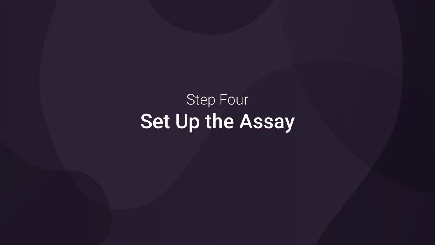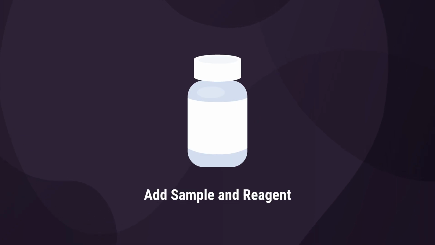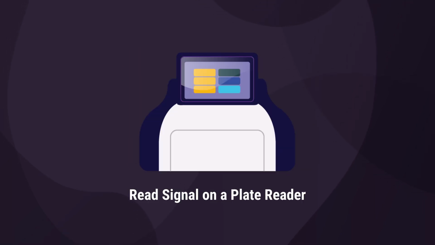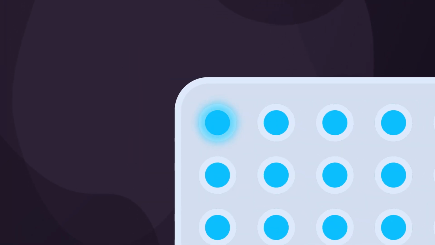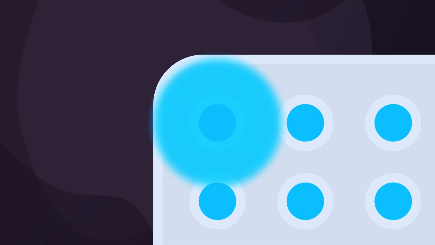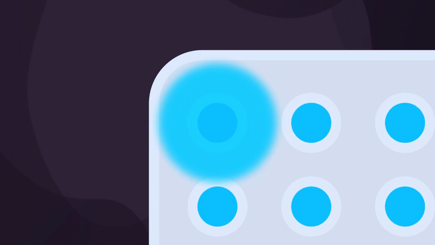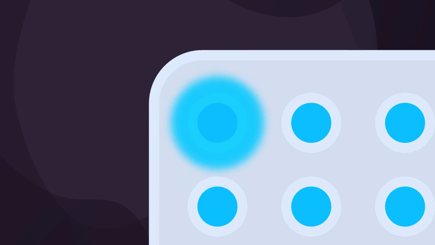When it's time to run your assay, the protocol for Promega metabolite assays is designed for ease and consistency. Most follow a simple format. Add sample and reagent, mix gently, then read the signal on a plate reader. Many of these assays use bioluminescent chemistry, a glow-based readout with high sensitivity and low background. This makes it easier to detect subtle changes in metabolite levels, even in complex samples.